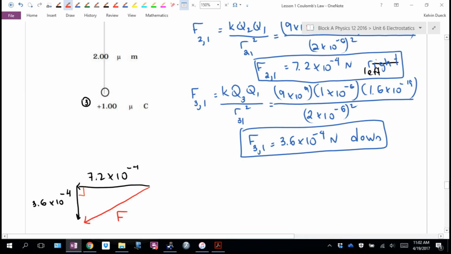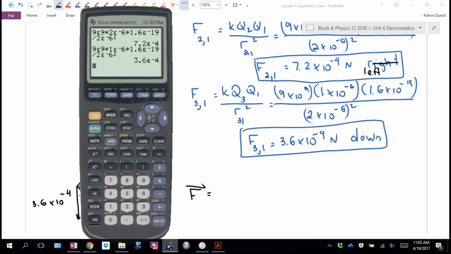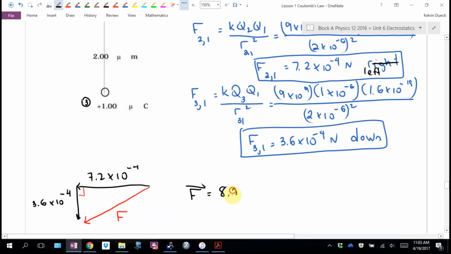Thankfully, I think I can use straight Pythagoras. Is that wrong still? No? No, you're right. So let's go. F is going to be 3.6 times 10 to the negative 4 squared plus 7.2 times 10 to the negative 4 squared, equals square root of that. Has a magnitude of 8.05 times 10 to the negative 4.